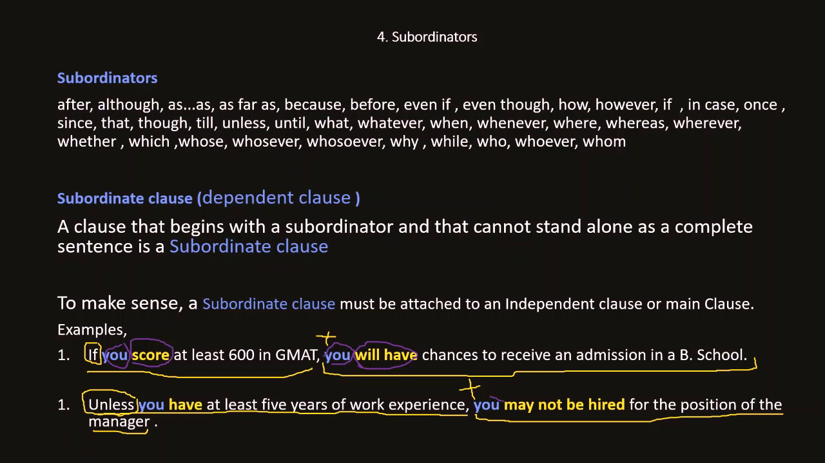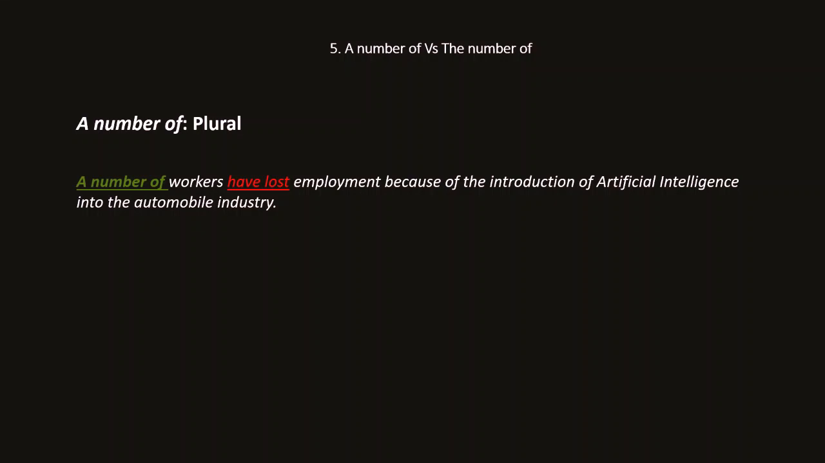The fifth subtopic on the subject-verb agreement is a number of versus the number of. The phrase a number of is a plural phrase. Look at the examples. A number of workers have lost employment because of the introduction of artificial intelligence into the automobile industry. In this sentence, the subject is a number of workers, which is a plural phrase. Hence, we use a plural verb, that is have lost.